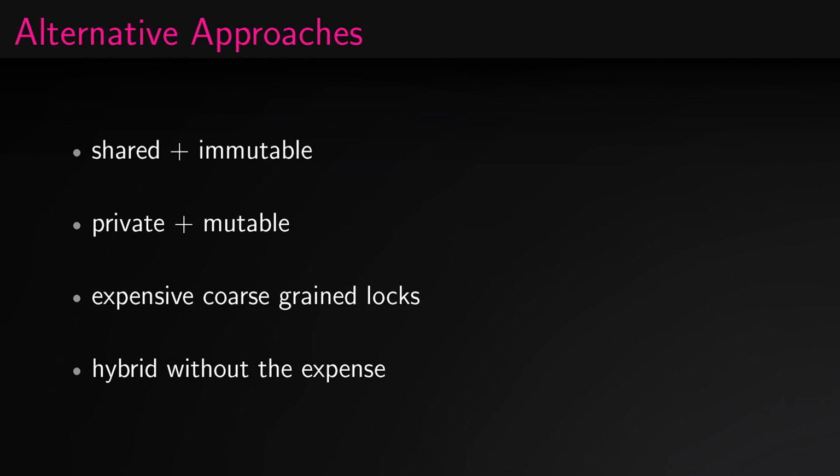Or you could use some kind of hybrid without the expensive coarse-grained lock and maybe use finer-grained locks. And in fact, we'll see that Nix uses symlinks, which is a very fine-grained atomic operation, kind of like a lock, to be able to mix in things to your path and to your environment for different profiles.